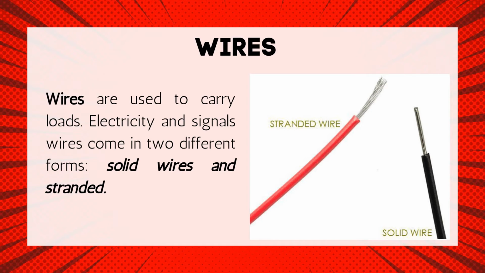Stranded wire is composed of rolled-up strand wires. If you are to compare both wires with the same size, stranded wires show more flexibility than the solid wires. So, with our example, stranded wire is the one in color red and the solid wire is the one covered in color black.